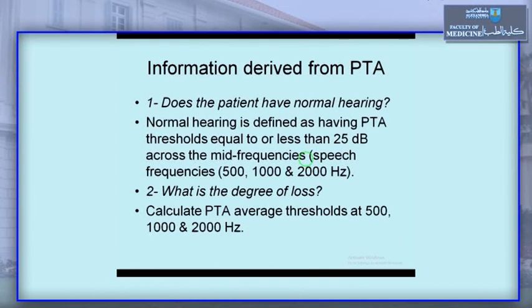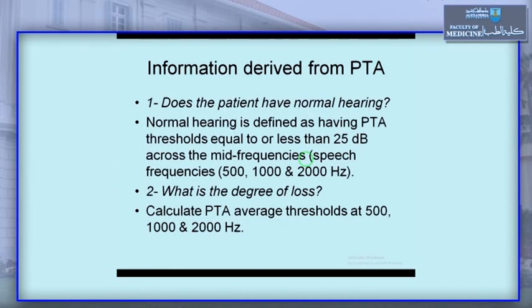We take the average threshold at 500 hertz, 1000 hertz, and 2000 hertz, which means that we add the threshold values in decibel at those 3 frequencies. We divide them by 3 to get the average, and we look for that average. If this average is less than 25 decibel for both air and bone, this patient has normal hearing.